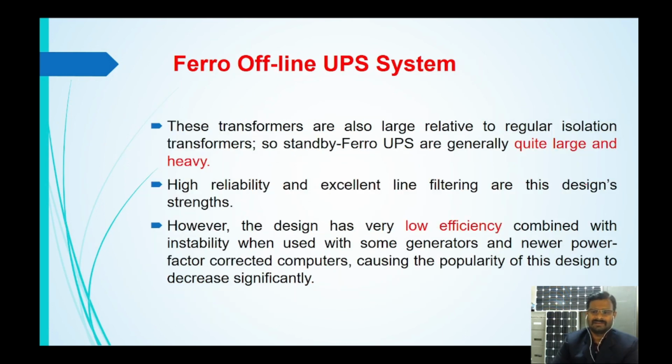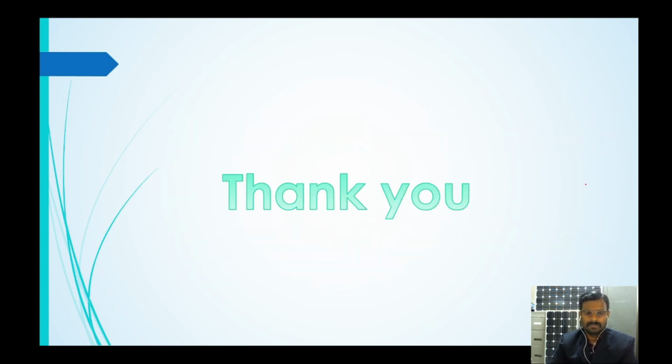So the characteristics: it is big, heavy, and low efficiency. On the other hand, we have the advantage of reliable, excellent line filtering. These are the characteristics of this ferro offline UPS system. So this is about the UPS and its characteristics and types.